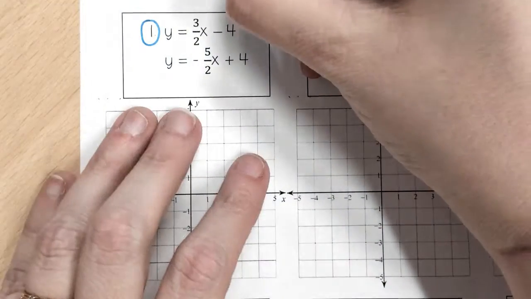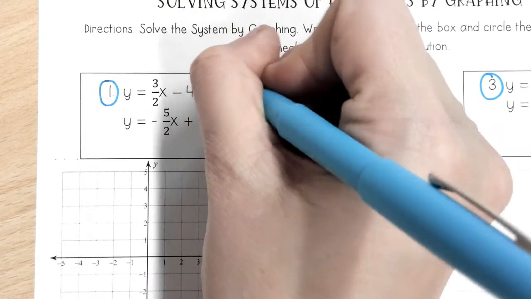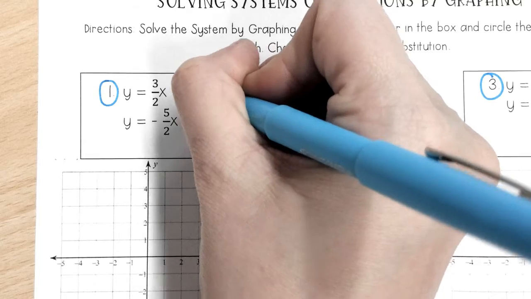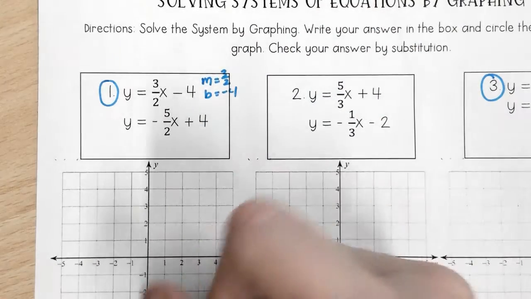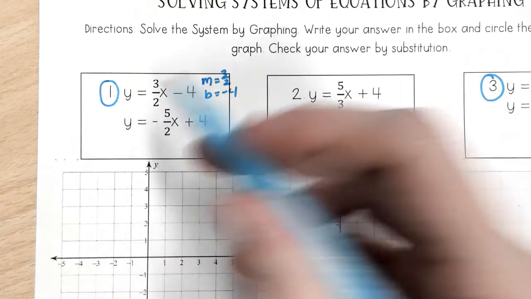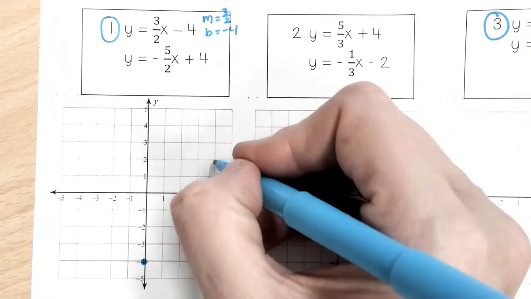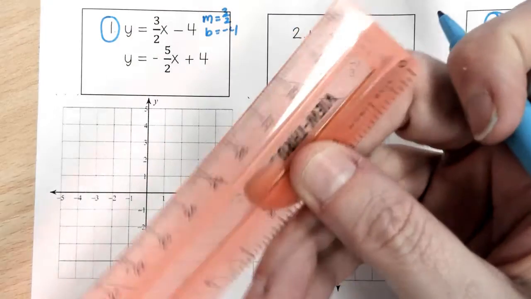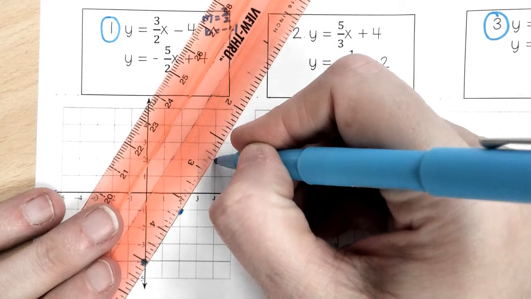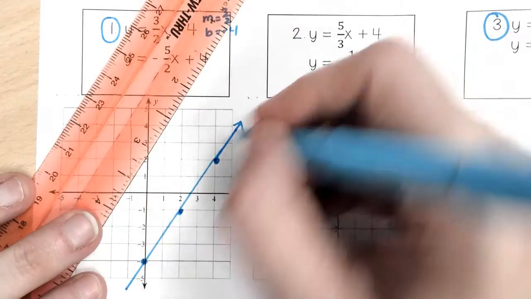So again, I'm always going to start by identifying my slope and my y-intercept. My slope is 3 over 2. My y-intercept is negative 4. So I start by putting a point at negative 4, and then I'm going to use my slope, which is positive 3 halves, and I'm going to rise 3, run 2, rise 3, run 2. Now I can put a line through them. But what I really want to make sure is that I have those points plotted. Okay, the ruler moved, whatever.